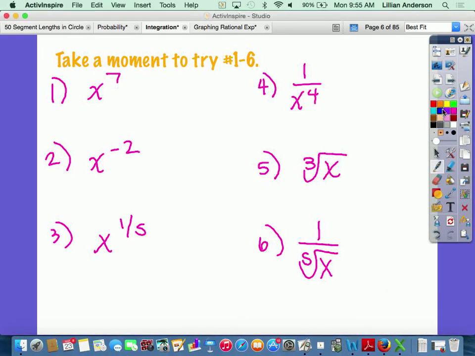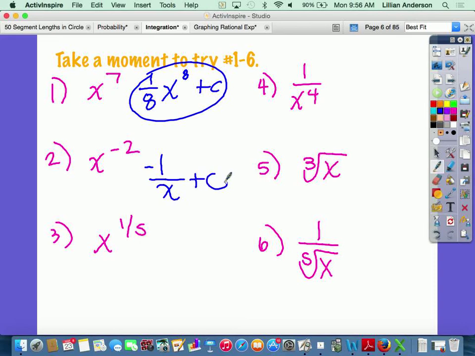All right, so let's see how we did. Can we get a volunteer for number one? Number one was the antiderivative, and then 1 over n plus 1 in the front. Okay, very good. What about number 2? Can we get a volunteer for number 2? Okay, can you do that middle part, like before you made the exponent positive?